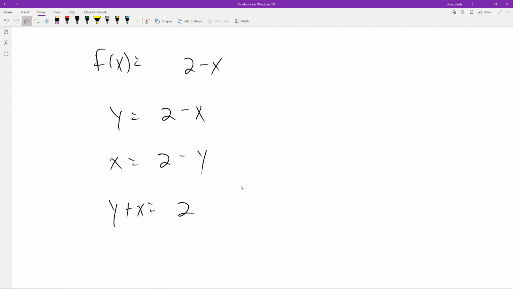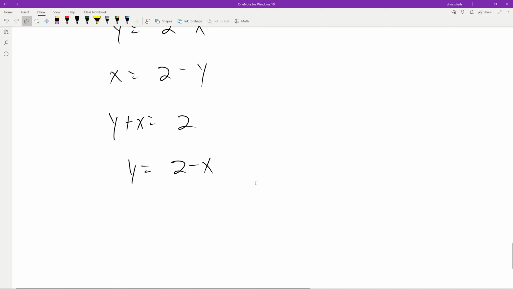To get y equals 2 minus x. And in this case, again, I just replace y with f inverse of x. This is 2 minus x.